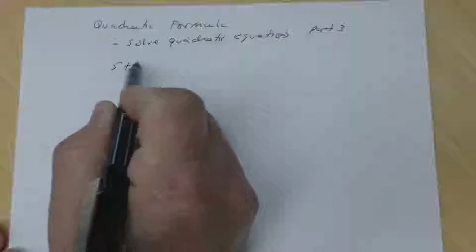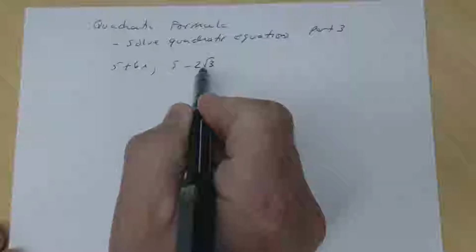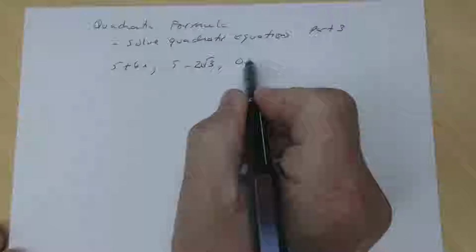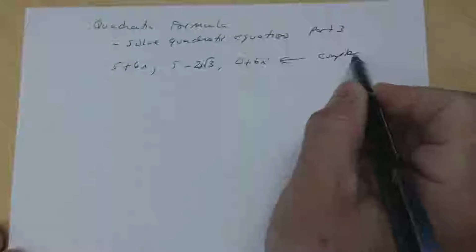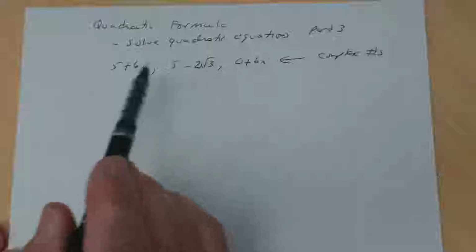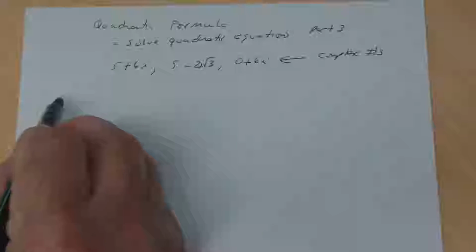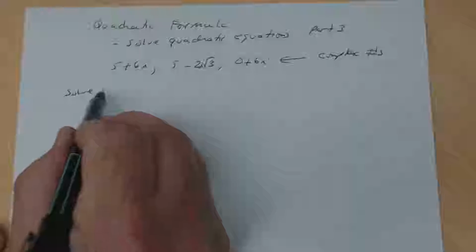So remember, 5 plus 6i, 5 minus 2 square root of 3 i, 0 plus 6i. Those are all complex numbers. Okay, so that's the kind of solutions that you're going to get in this part. So let's look at these examples. We're going to solve by using the quadratic formula.